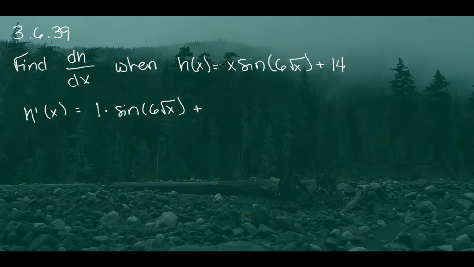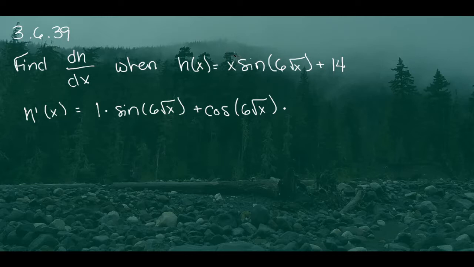So this is going to be the tricky one. This is where I have to apply the chain rule. First off, I work outside in. The derivative of sine is cosine. So everything stays the same inside. I just take the derivative of my outside function, and then I multiply that by the derivative of the inside function. So now I'm going to take the derivative of 6 square root of x.